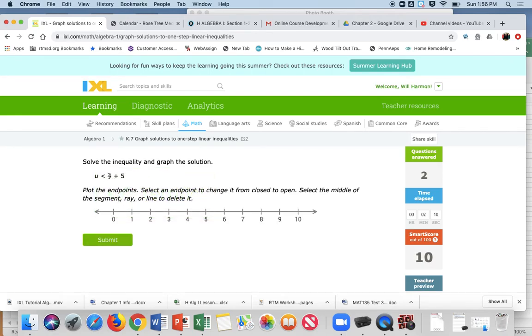Okay, here, u is less than 4 plus 5. So 4 plus 5 is 9. So it's going to be an open circle, and u is less than that. So I'm going to be shading to the left.